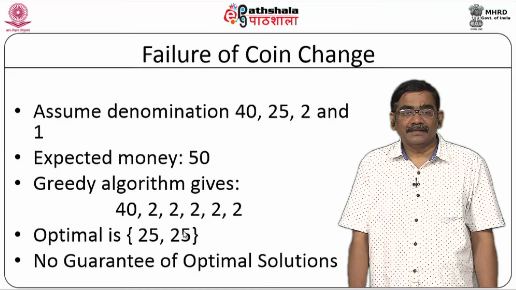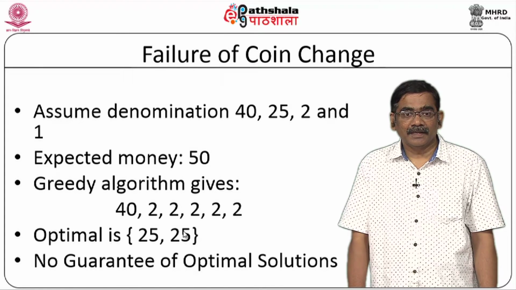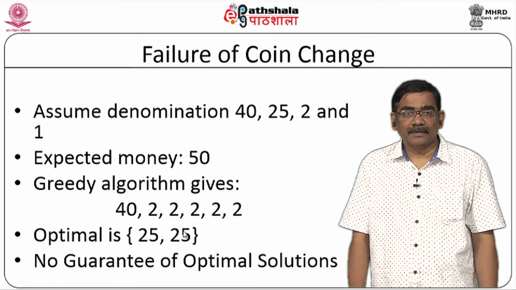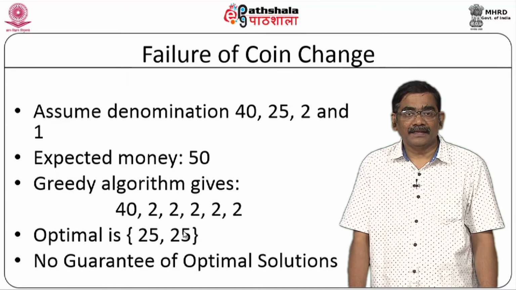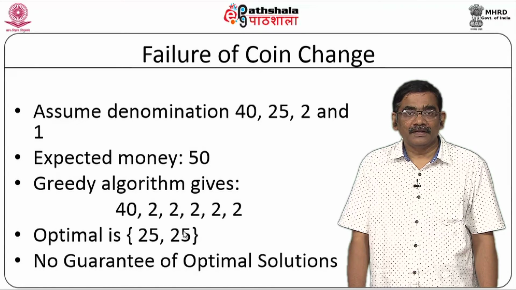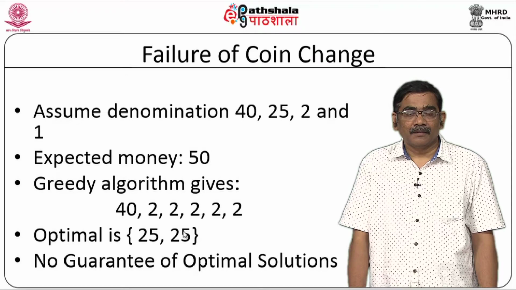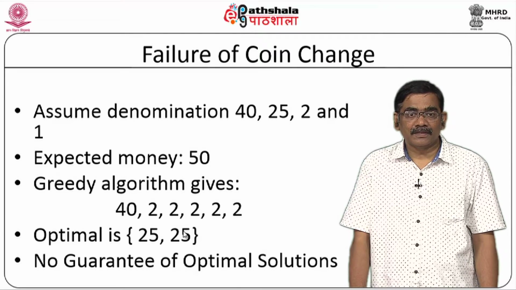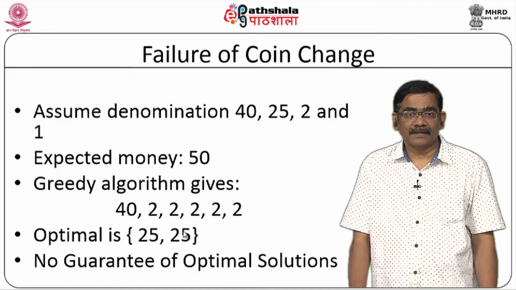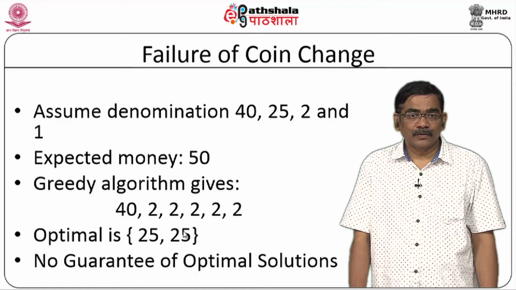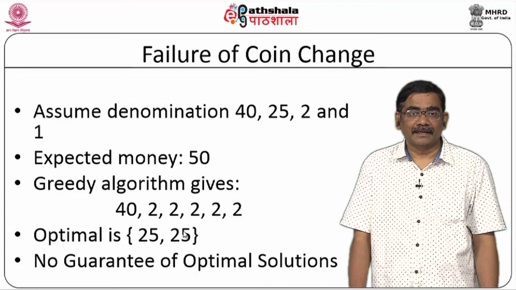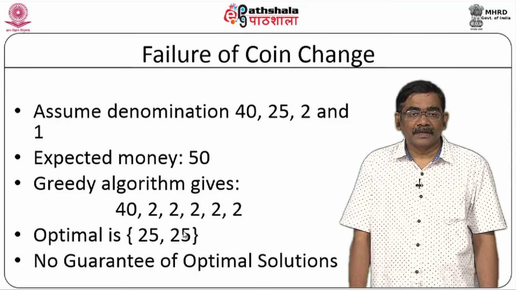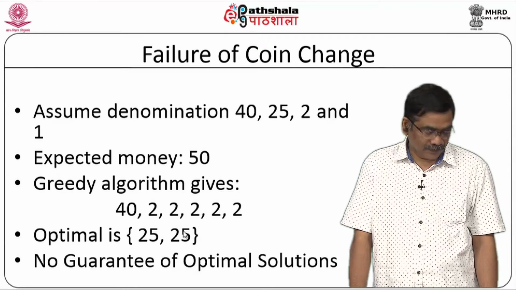For 10 the largest denomination is 2. So, that means it becomes 2, 2, 2, 2, 2. So, you can see that there are 6 coins used to fulfill the request of 50, but we know very well that this is not the optimal solution, because we can give 2 coins of 25 denomination as the optimal solution. In other words, the greedy algorithm is not always optimal.